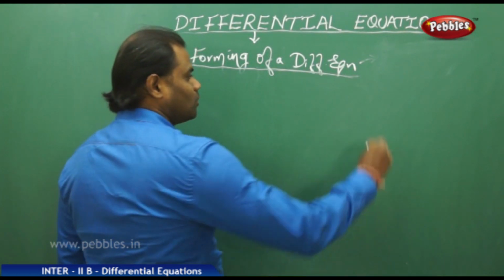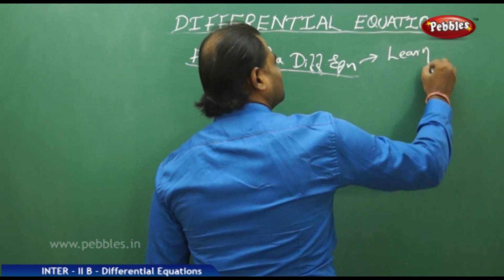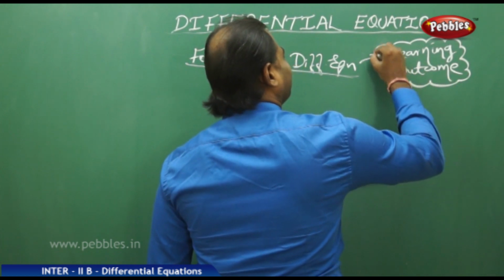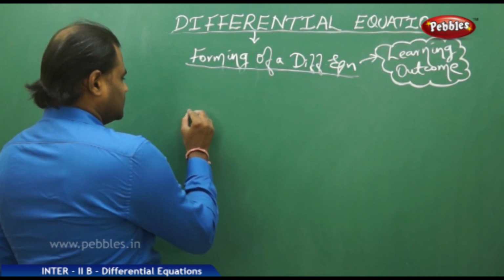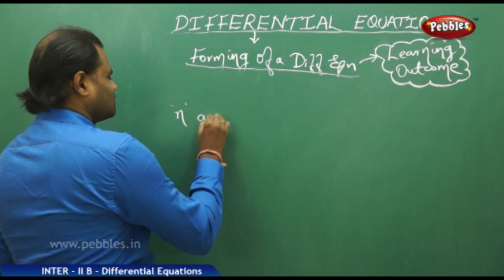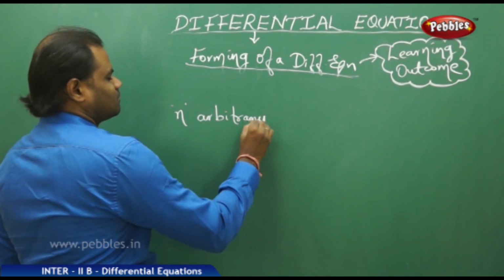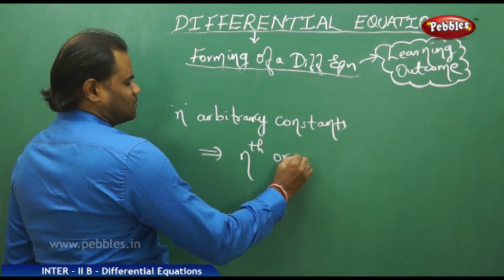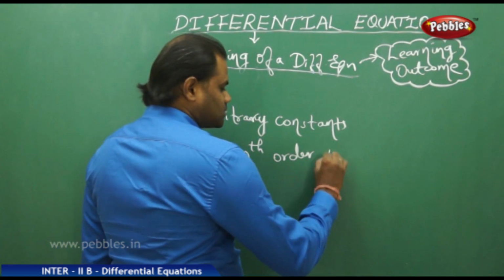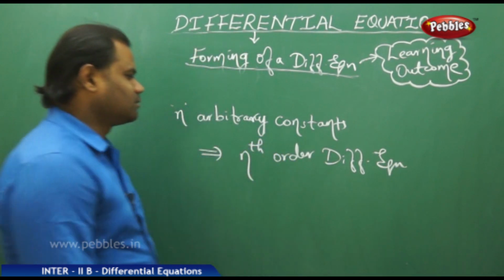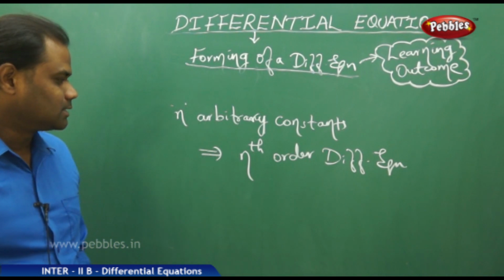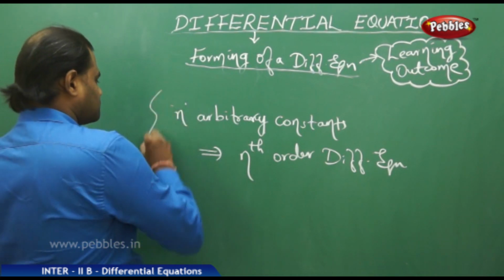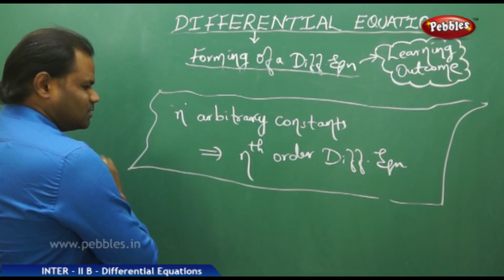Let's see the learning outcome in forming of a differential equation. As we have seen, if there are n arbitrary constants, it implies an nth order differential equation. This is how we understand the connection between the number of constants of the given family of curves and the order of the differential equation. So n arbitrary constants implies nth order differential equation is the learning outcome of this.